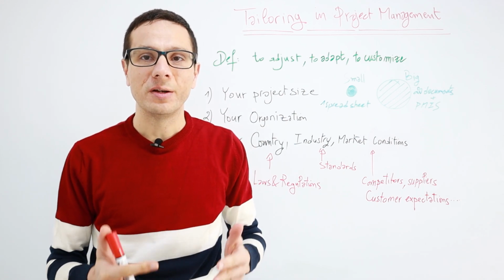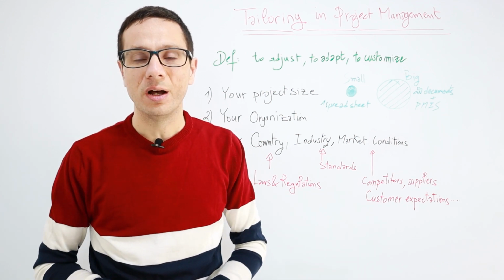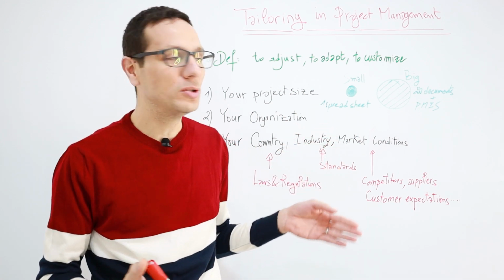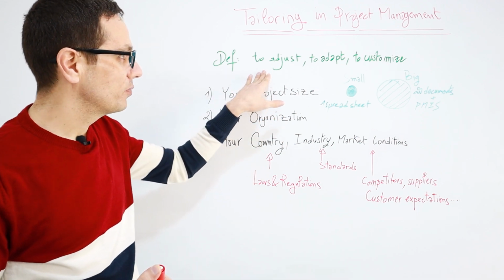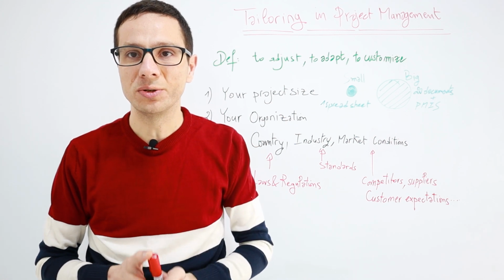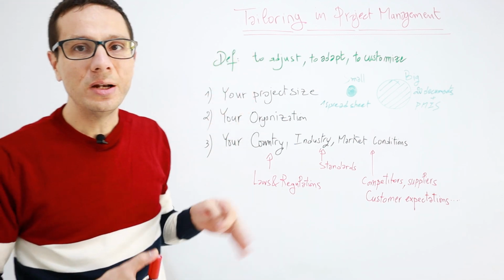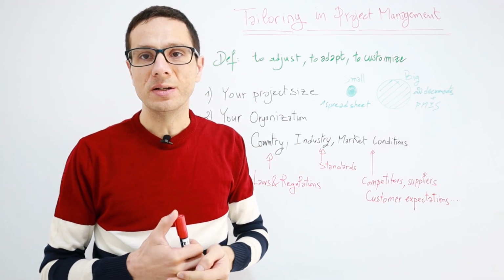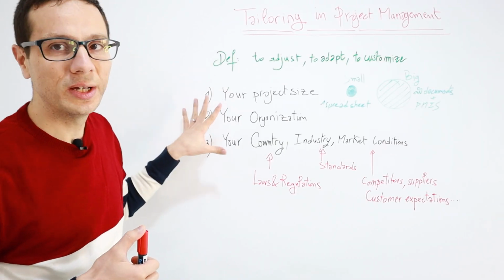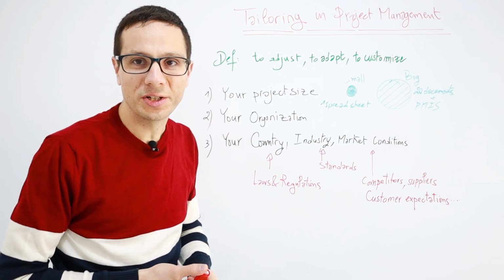The PMI 7 becomes a value-based book rather than a process-based book, and the tailoring comes in to say that you need to adjust, adapt, or customize these processes according to your needs and the need of your project. So how can you tailor your project based on the conditions you have? These are 3 criteria that you can base on in order to tailor your project.